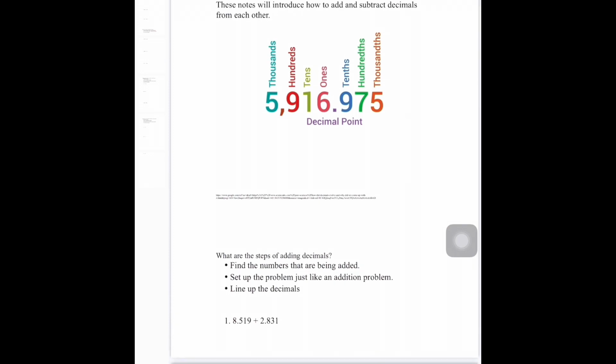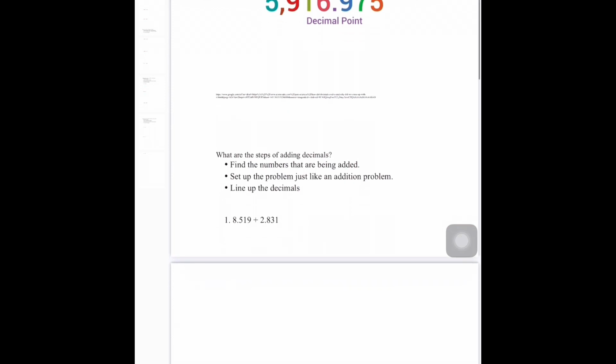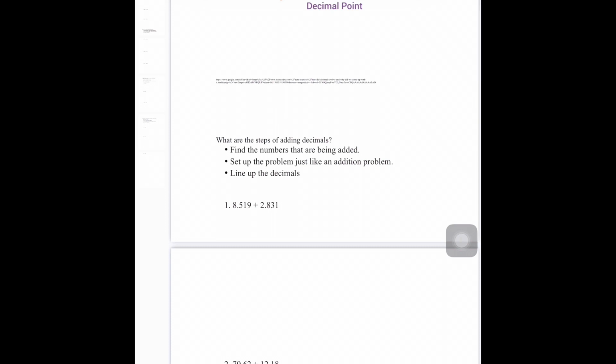So let's get started. What are the steps of adding decimals? First, we're going to find the numbers that are being added. And then we're going to set up the problems just like an addition problem, but we're going to be lining up the decimals. So here are the numbers that we're going to be adding. 8 and 519 thousandths plus 2 and 831 thousandths.